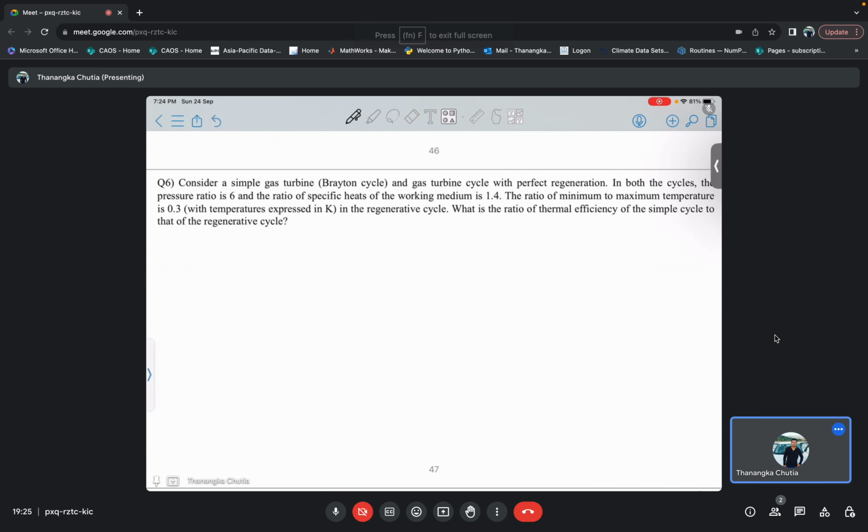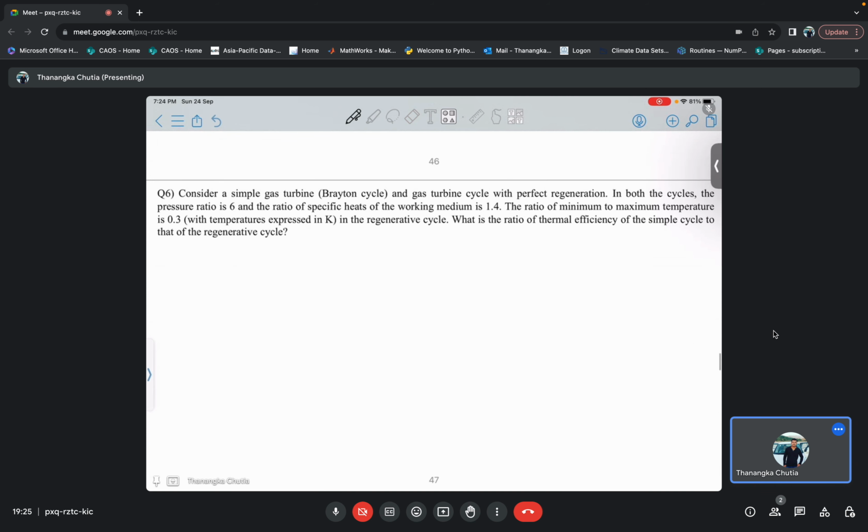Consider a simple gas turbine, that is Brayton cycle, and a gas turbine with perfect regeneration. In both the cycles, the pressure ratio is 6 and the ratio of specific heats of the working medium is 1.4. The ratio of minimum to maximum temperature is 0.3 in the regenerative cycle. What is the ratio of the thermal efficiency of the simple cycle to the thermal efficiency of the regenerative cycle? Now we already know that the thermal efficiency of a simple ideal Brayton cycle is 1 minus 1 by Rp to the power gamma minus 1 by gamma.